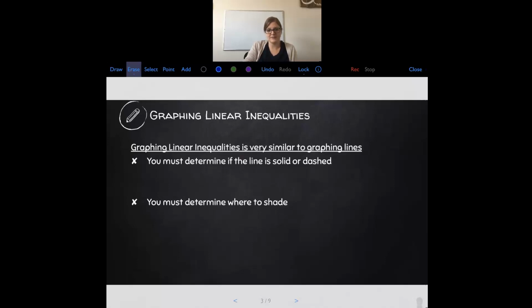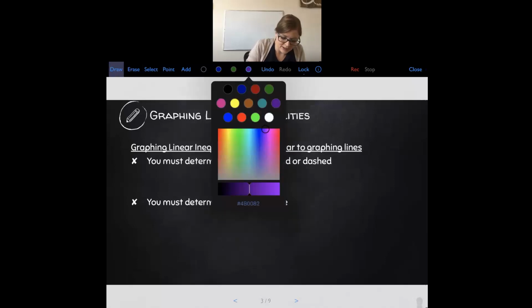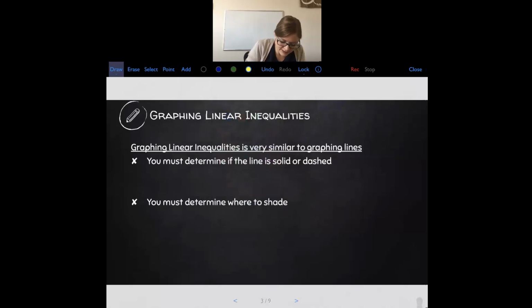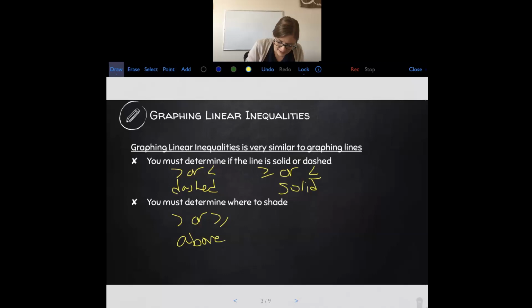First, you must determine if the line is solid or dashed. If the inequality symbol is a greater than or less than, then our line is dashed. If the inequality symbol is a greater than or equal to or less than or equal to, then the line that we draw is solid. And you must determine where to shade. It's either going to be above or below the line that we draw.